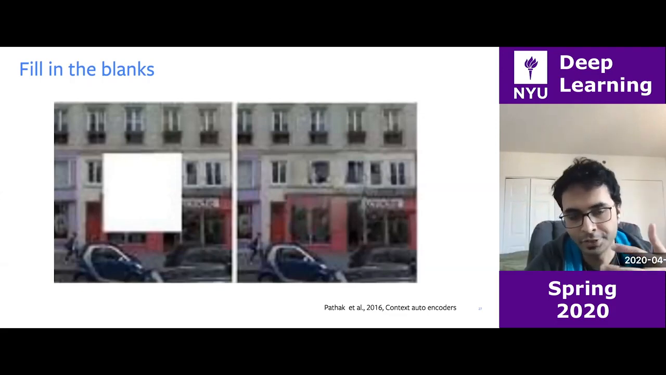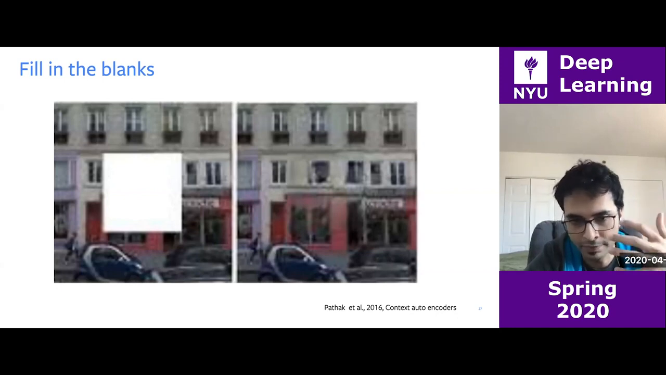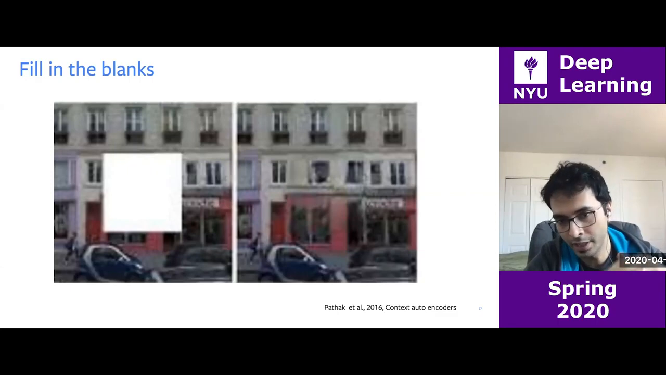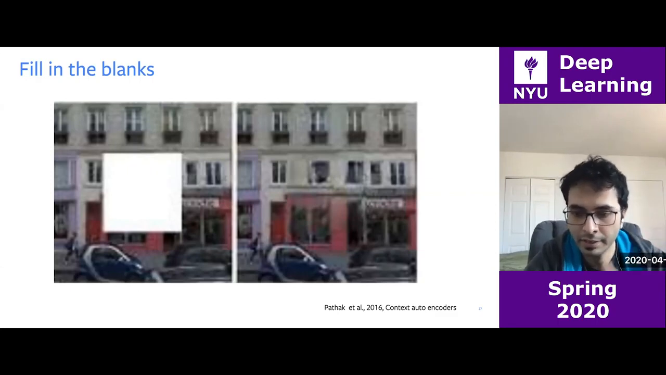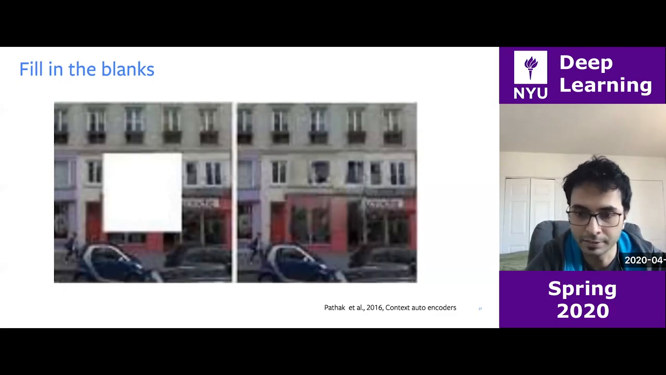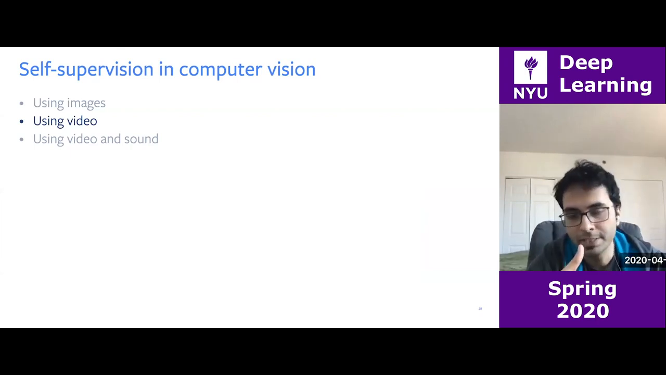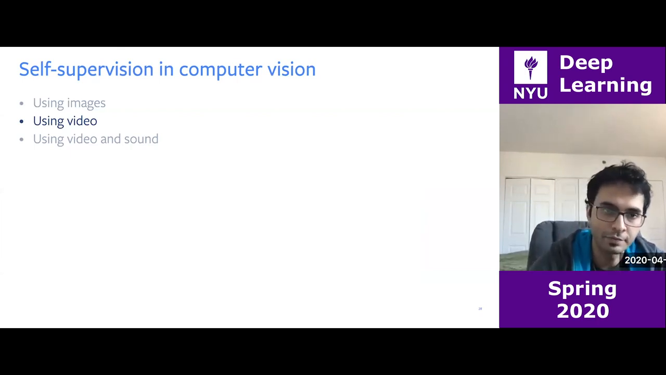And why should this work? Well, it's at least trying to reason about what objects are present. So cars can run on roads, or buildings consist of windows, and closer to the ground, they're supposed to have doors and so on. So it needs to learn something more about the implicit structure of the data by performing this task. So this was just about images. And now I'll talk about what are the other tasks that you can do in video.